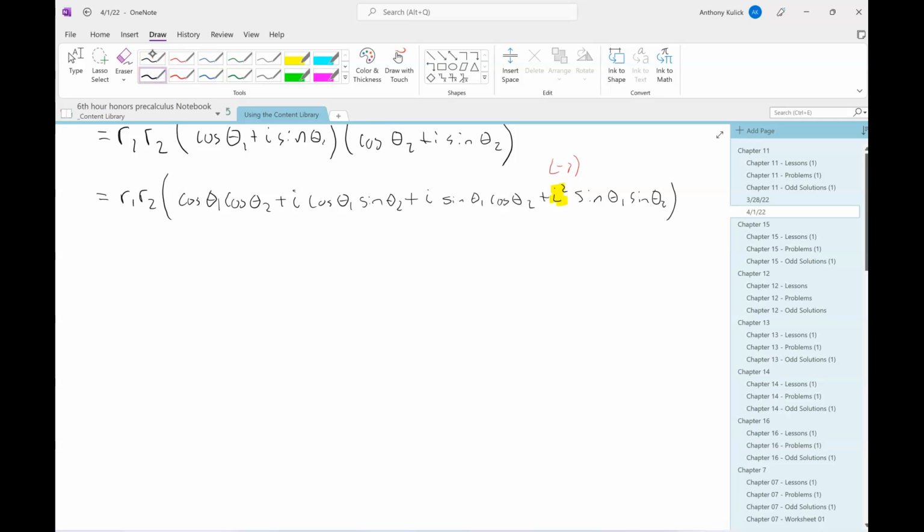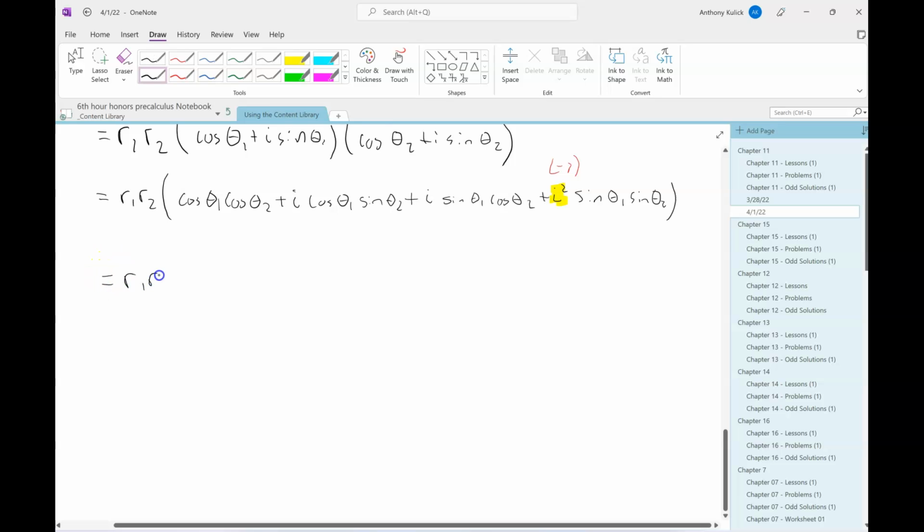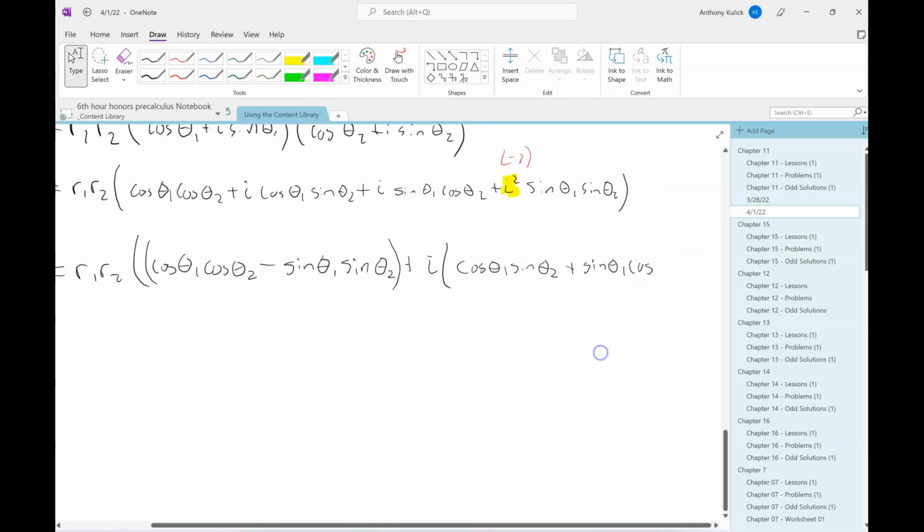Okay, so I got all this stuff inside the parenthesis there. I see two things that have I's in them and two things that don't have I's in them. I'm going to group those things together. So I'll put the stuff without the I's first: cosine theta 1 times cosine theta 2, now minus sine theta 1 times sine theta 2, plus I times cosine theta 1 sine theta 2 plus sine theta 1 cosine theta 2.